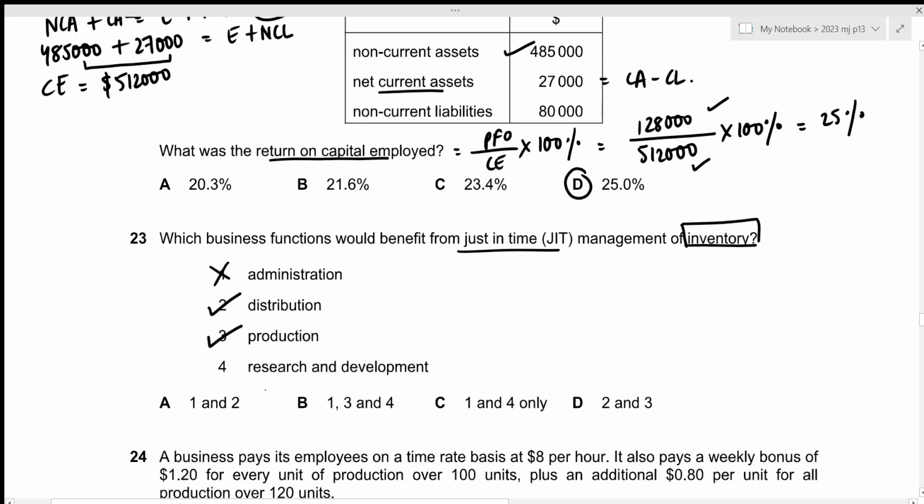So research and development is not really concerned with inventory. They're only concerned with the kind of materials or the kind of inventory to be used, but they're not really concerned with when the inventory comes in and goes out of the business. We're looking for 2 and 3, which is given in option D. Let's move towards the 24th question.